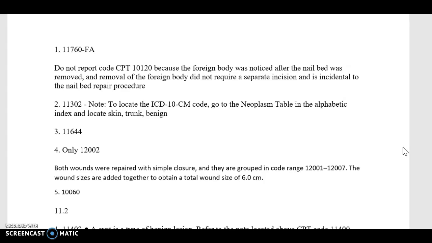You did very well. I just want to point out a few things. Let's start with number one. The biggest thing here is your modifier. This tells us what finger the physician did the nail bed surgery on. Number two, 11302, that was very good, and so is number three.